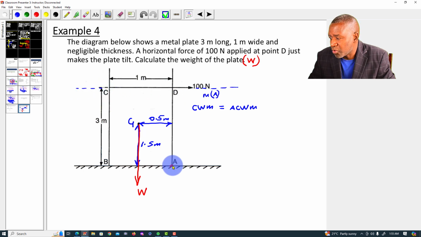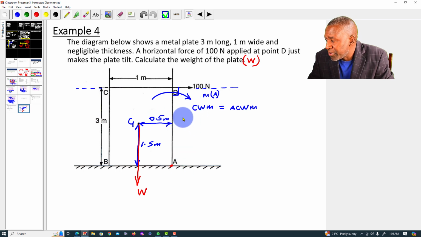And you're taking moments about point A. So you find the distance from A which makes 90 degrees with that line of action. And it is this distance, and it is 3 meters. This 100 Newton force will tend to turn the system clockwise about this point. I've already explained how you get the direction of a given moment. So it will tend to turn that system clockwise, and it is the only force which tends to turn this plate clockwise about this point. So when it comes to clockwise moments, we are going to say it is 100 times 3.